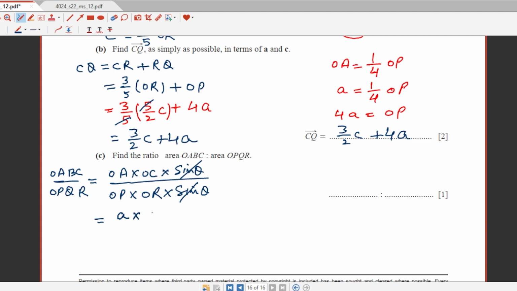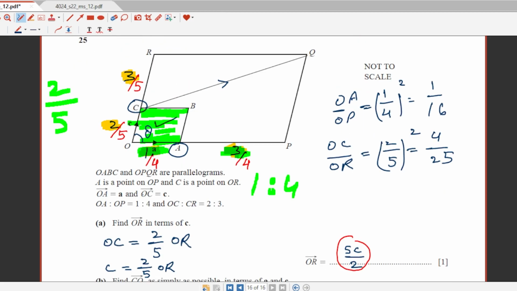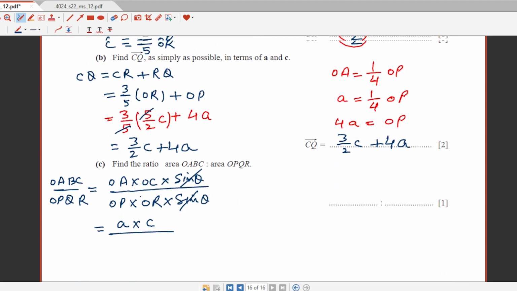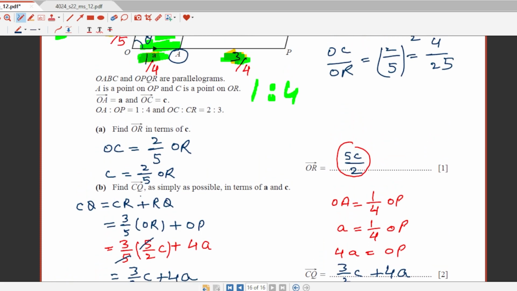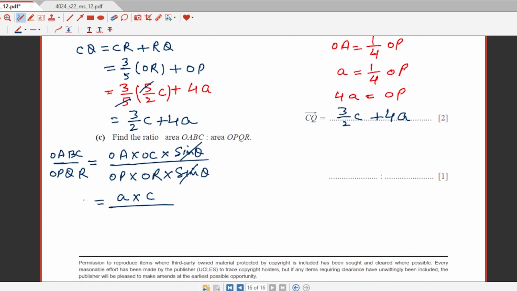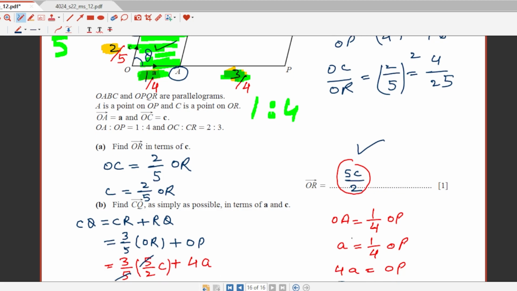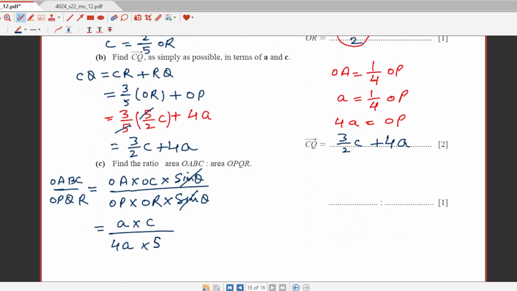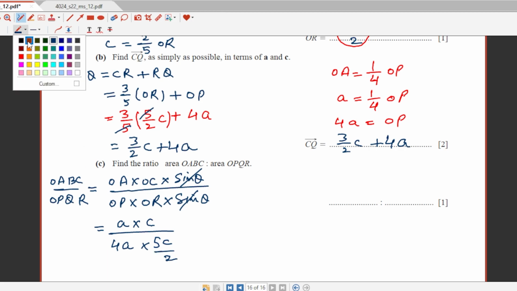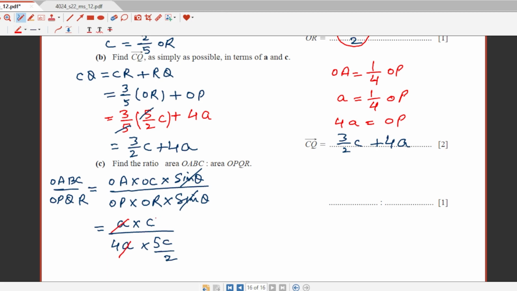Here OA is A and OC is C. We have found OP in the previous part. OP is 4A and OR is 5C upon 2. Now we can simplify these variables. A is cancelled with A, C with C, 2 ones are 2, 2 twos are 4, and 5 times 2 is 10. 1 over 10 is the answer, that is 1 ratio 10.